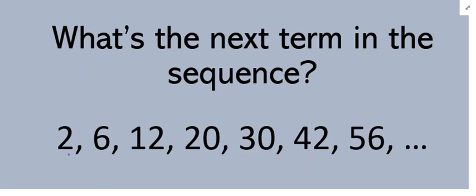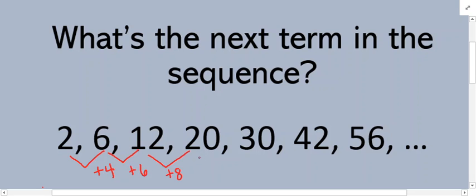So if I examine this, to go from 2 to 6, I have to add 4, and then to go from 6 to 12, I add 6, and then to go from 12 to 20, I add 8, and then to go from 20 to 30, I add 10. So we start seeing a pattern. To go from one term to the next, we're adding a quantity, and every time we're adding 2 more to our quantity: first we added 4, then 6, then 8, then 10.